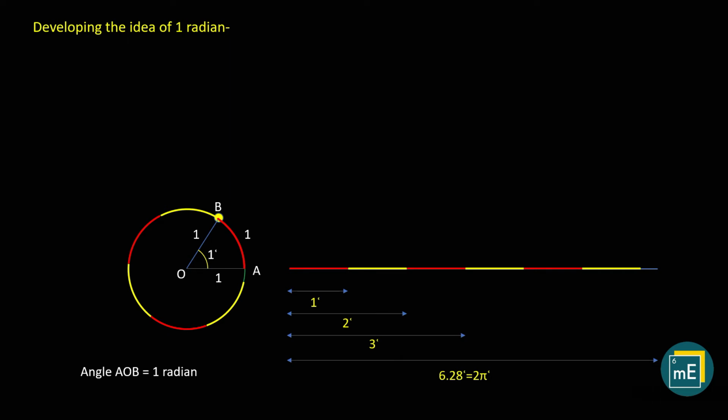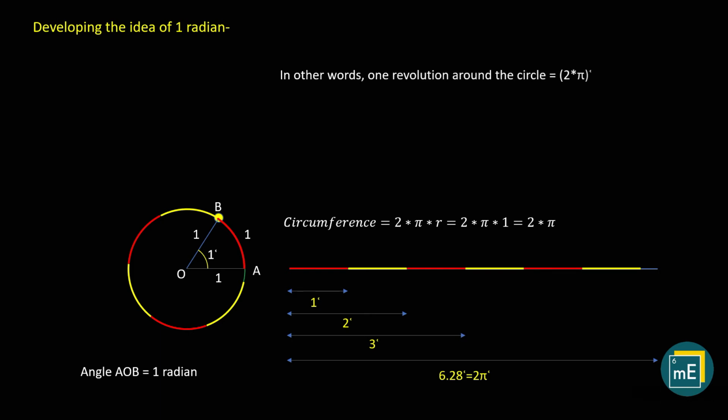Now the same idea can also be developed using the formula for the circumference of the circle, which is given by 2 pi r. In this case, r being 1 unit, the circumference becomes equal to 2 pi, which is the same as what we established earlier. In other words, we can say that 1 revolution around the circle also corresponds to 2 pi radians. Earlier we had seen that in terms of degrees, 1 revolution corresponds to 360 degrees. And therefore we can say that 360 degrees is equal to 2 pi radians.